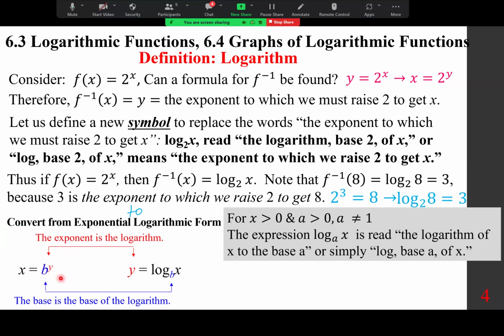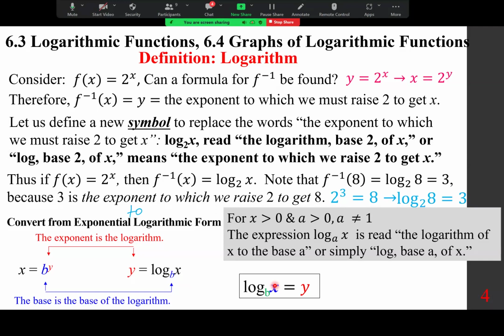X is b to the power of y. So y is the exponent. B is the base, so y equals log x base b. To understand this better, and I hope you remember this from intermediate algebra, now with college algebra, we emphasize this with more details.